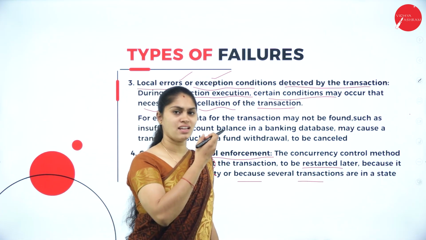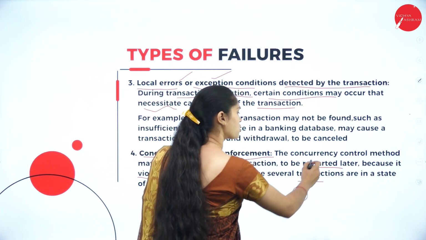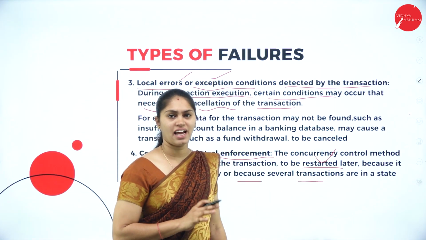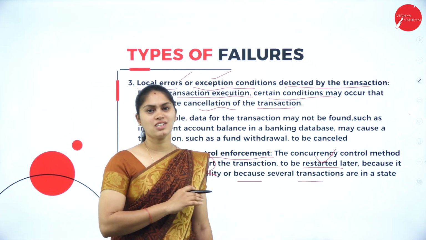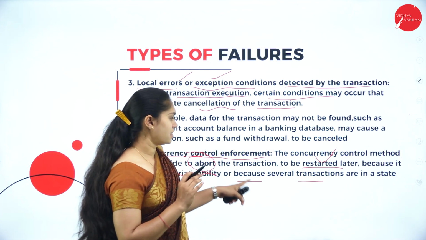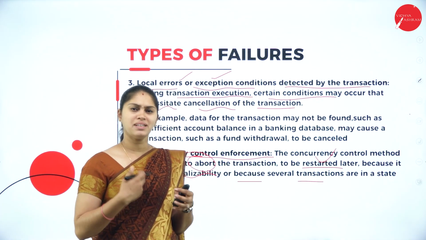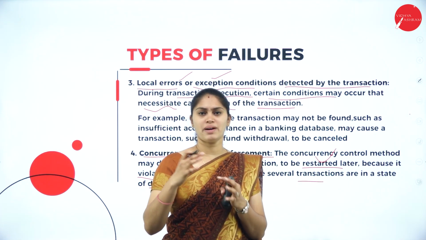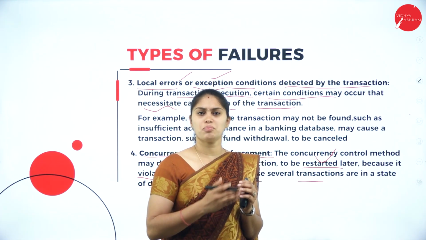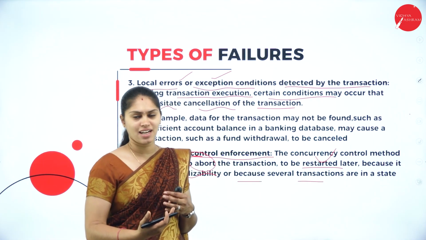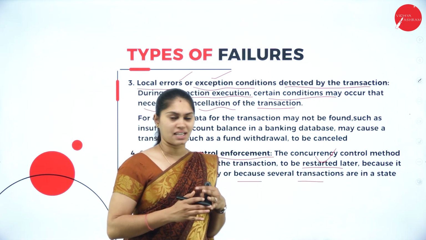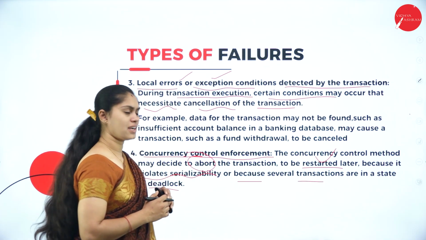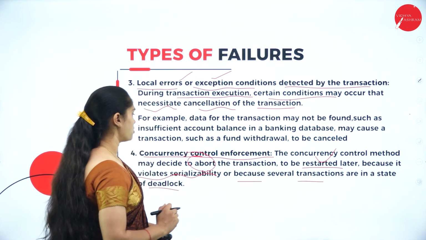If your mobile is in a stuck stage, what are you going to do? You are just going to restart it. That is what is going to take place in concurrency control enforcement. If serializability is not maintained properly, and transactions are in deadlock, that means it keeps on buffering, it keeps on waiting for resources which are used by some other transaction. Next state of a transaction is not taking place there, so we call that state a deadlock. That is the reason we end up with this concurrency control enforcement error.